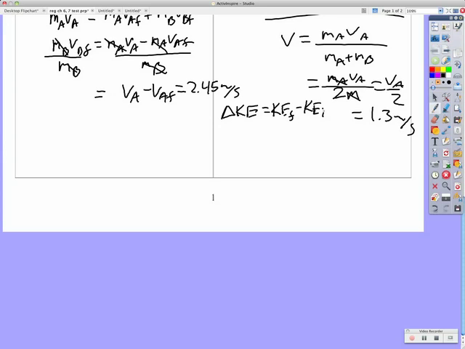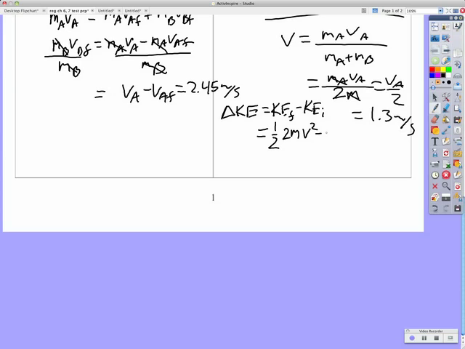Does that make sense to you? Right? They're stuck together. 2M. And then I'm going to say V squared minus. Now, what was moving before the collision? Just A. So I can do 1/2 M VA squared. Does this make sense to you?